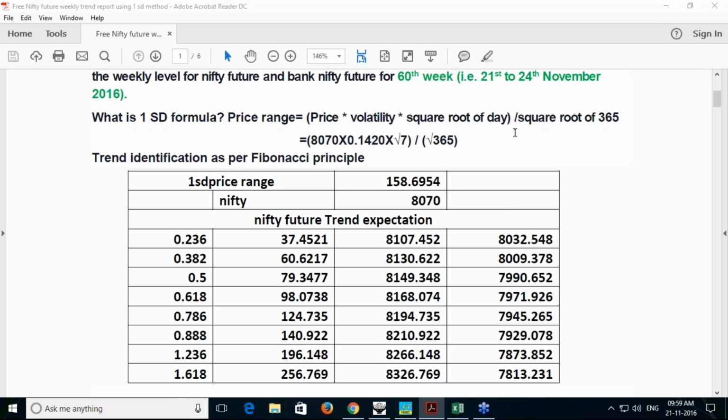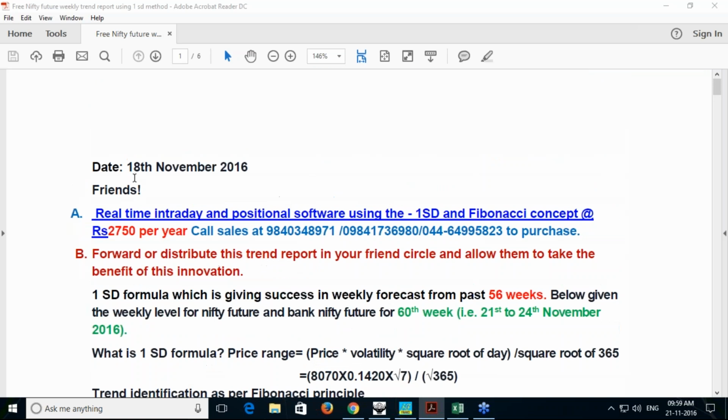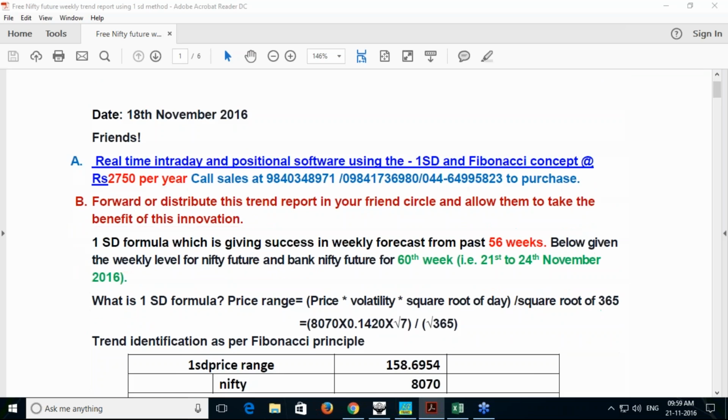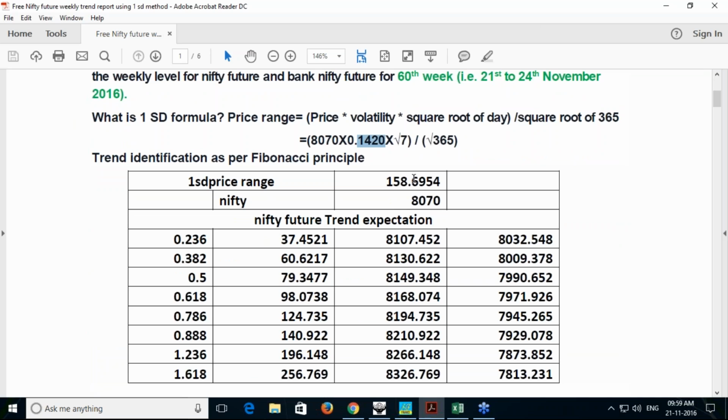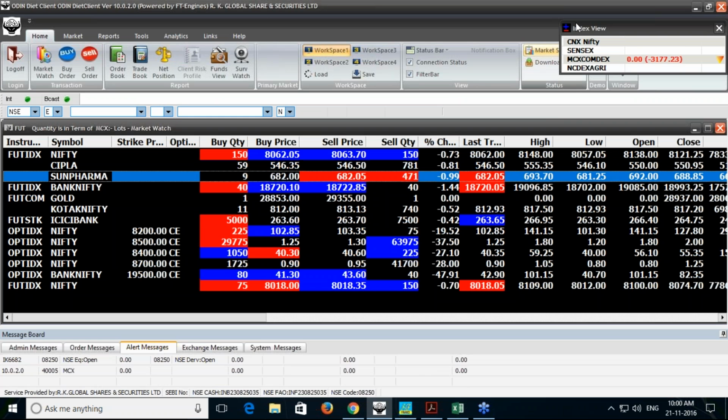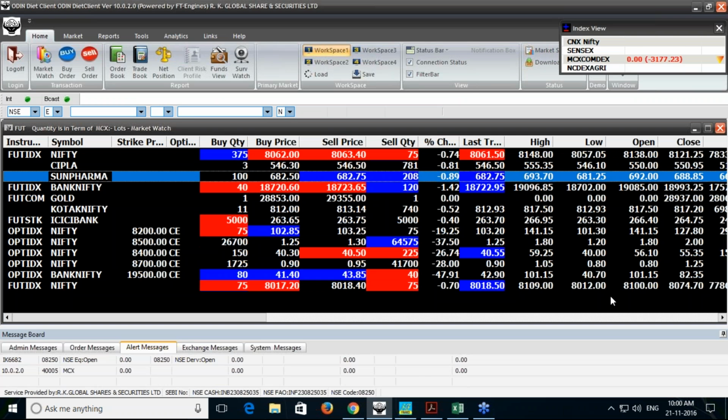And as far as this trend report is concerned, this was already emailed to you on 18th November for weekly trends. The reference price 8070 is being taken. Real-time volatility is estimated at 14.20%. Based on that, we got these readings, and today morning the market opened at 8,100 and in a spike it has gone to 8,109.